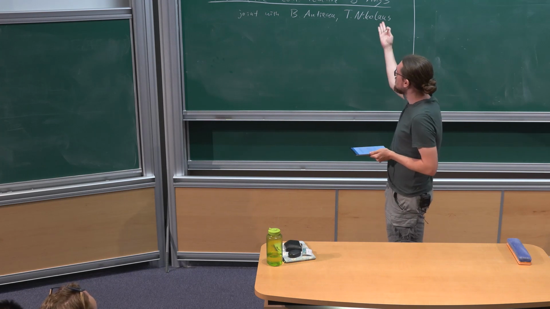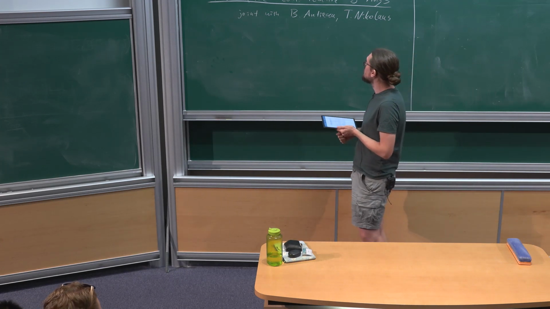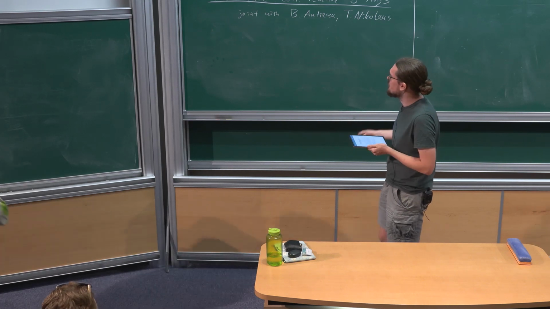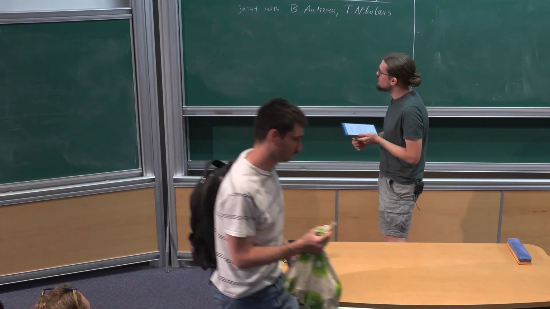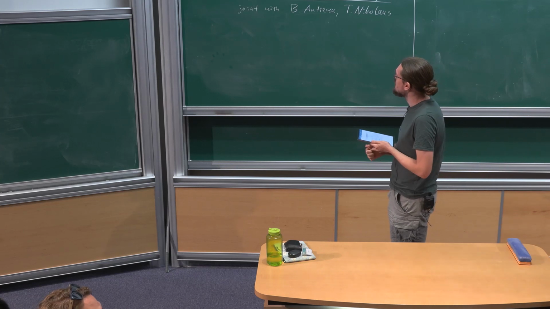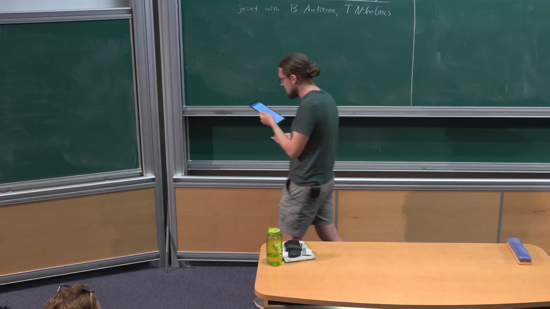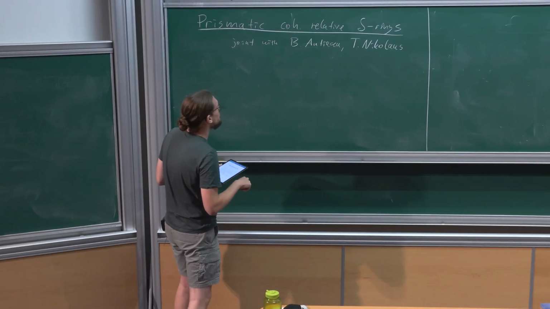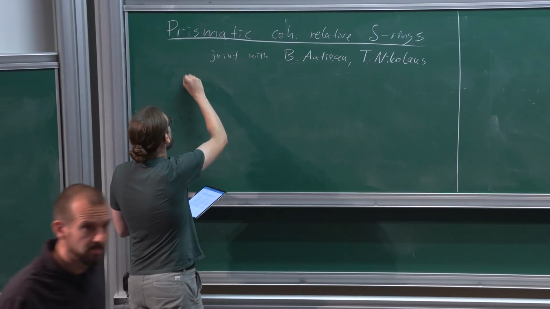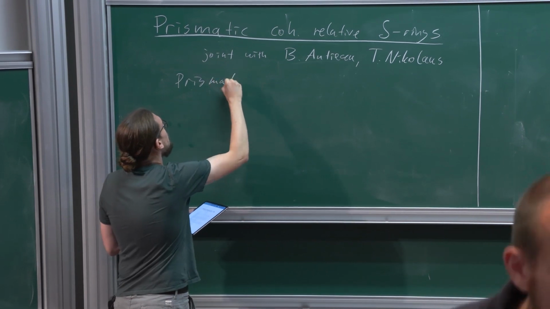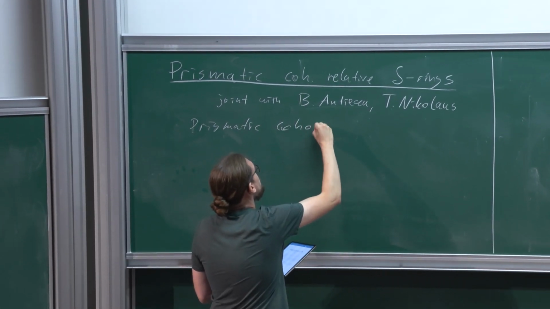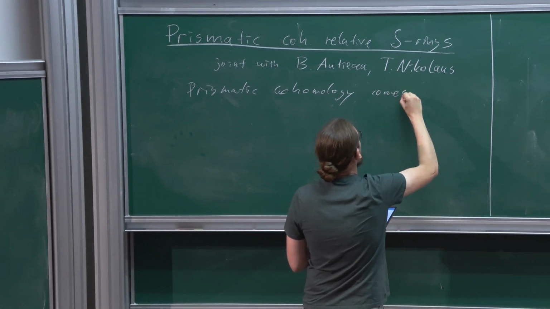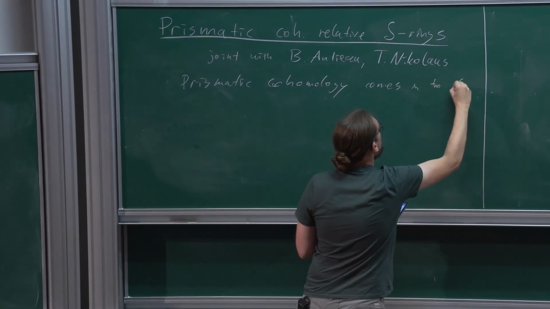So I'm going to talk about prismatic cohomology relative delta rings today. I've not been here last week, but I take it you've learned a bit about prismatic cohomology from Johannes. In particular, Johannes explained two flavors of prismatic cohomology. So, prismatic cohomology comes in two flavors.